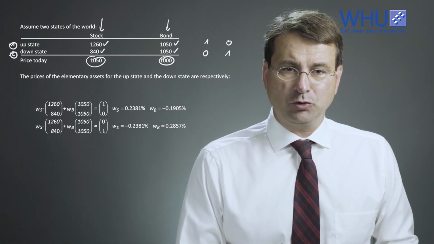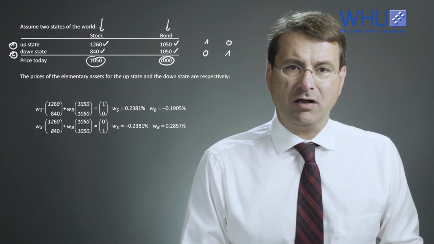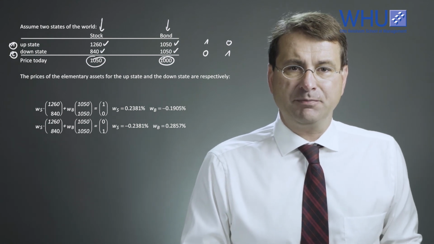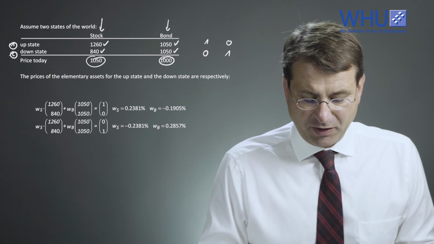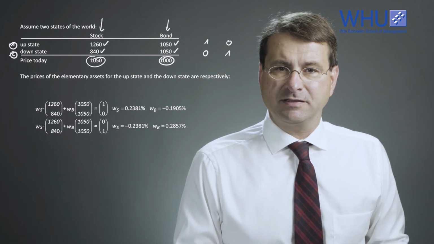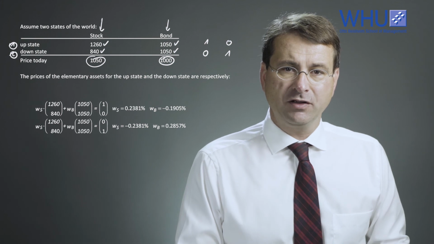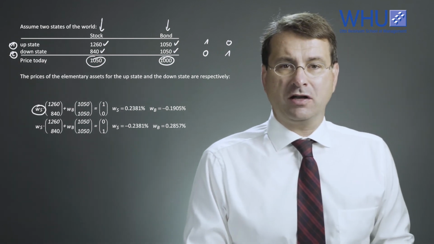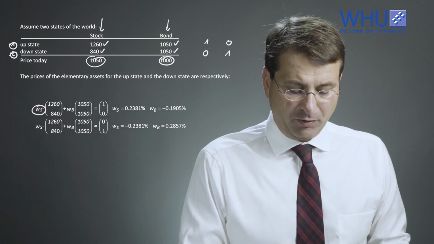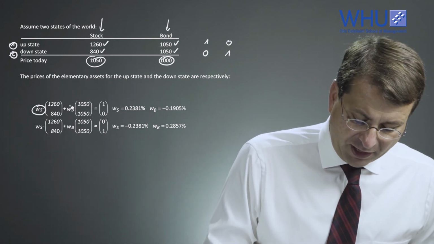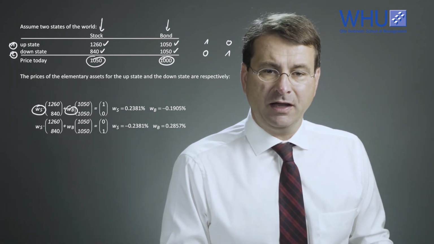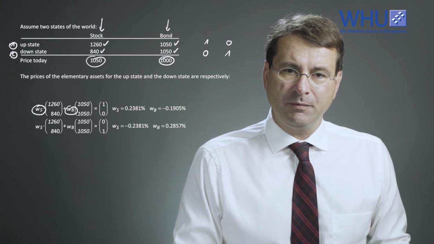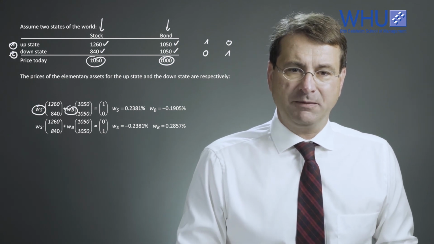In other words, what we are now trying to do is basically we try to combine the stock and the bond in such a way that we obtain a pure security for the upstate and a pure security for the downstate. So in other words, we have two states of the world and we have a simple linear equation which has to be solved with two unknowns. Namely, the first unknown is WS, the fraction of the stock in our pure state security portfolio. And then we have WB, which is the fraction of the bond in the portfolio of the stock and the bond, which is supposed to be combined to an upstate pure security.